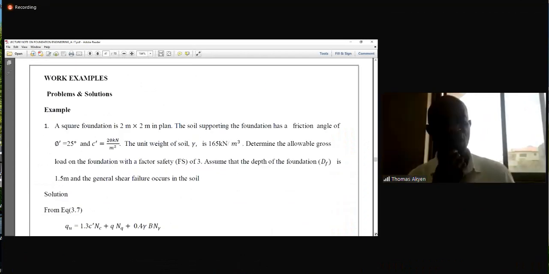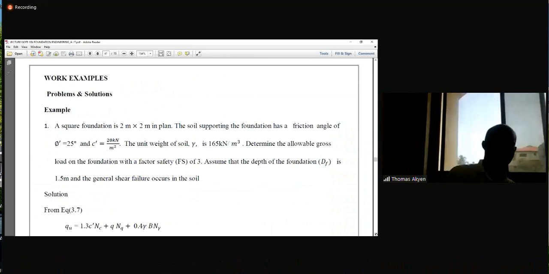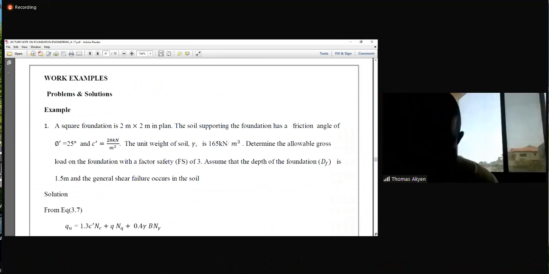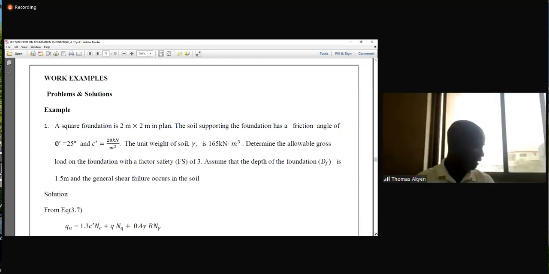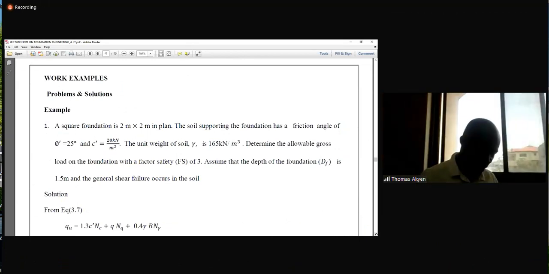We come to a problem also here. The other day we solved a lot of questions. Now there is another question here also that we're going to solve today. Then I think I have to move to this side.